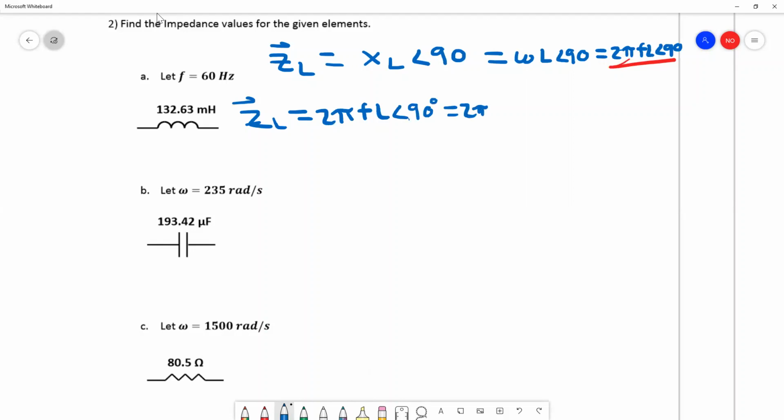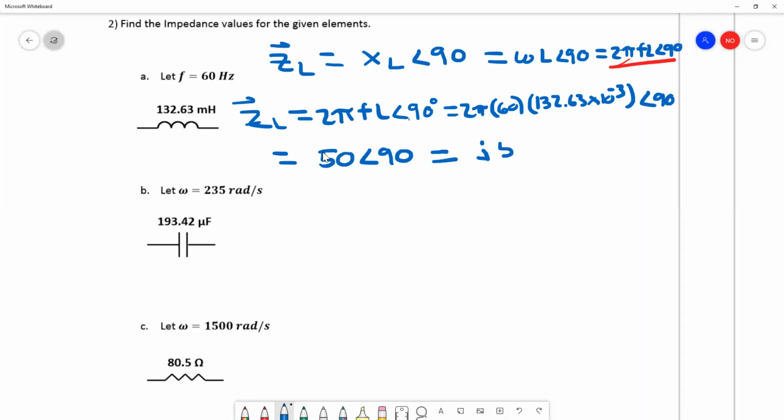equals 2 pi 60 times 132.63 times 10 to the negative 3, because that's millihenries, and that's at an angle of 90. And we'll just plug all that into the calculator, and we'll end up with around 50 at an angle of 90. It's also acceptable to use J. Both of these are acceptable answers, and the unit is ohms.